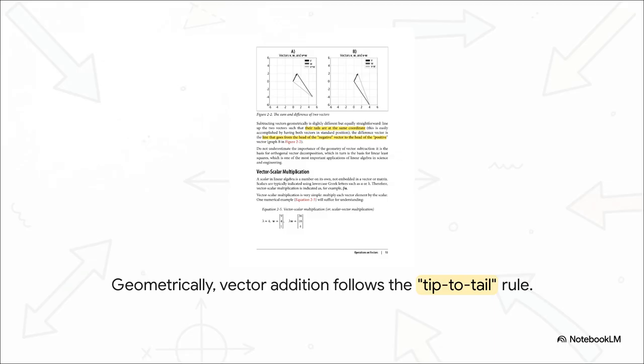But here's what that same simple addition looks like geometrically. It's really cool. This shows the tip-to-tail method. You basically just slide the second vector over so that its tail starts right at the tip of the first one. And your answer, the sum, is the new vector that goes from the very beginning of the first one to the very end of the second.